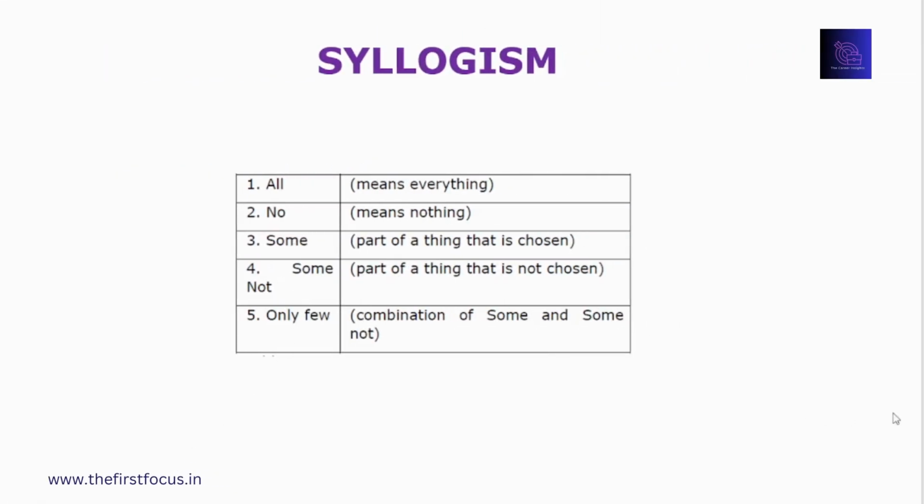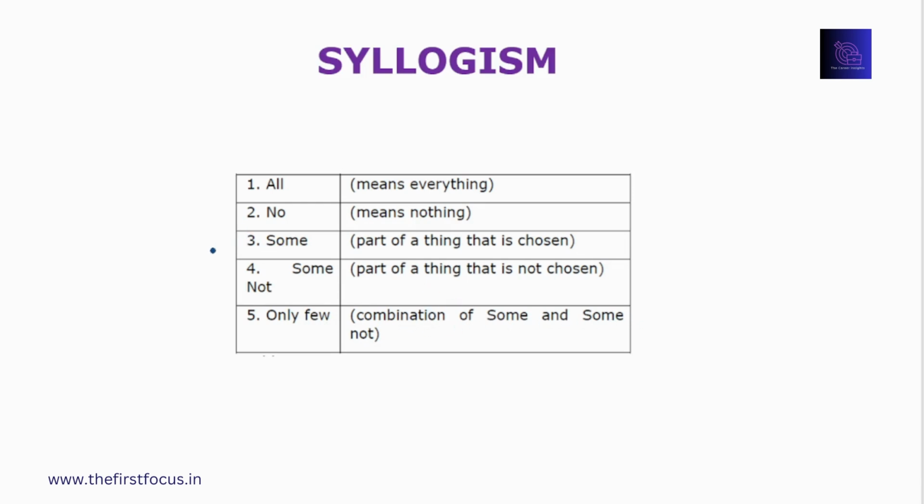The quantifiers are all, no, some not, and only few. All means everything, no means nothing, some means part of a thing that is chosen, some not means part of a thing that is not chosen. Only few means a combination of some and some not.